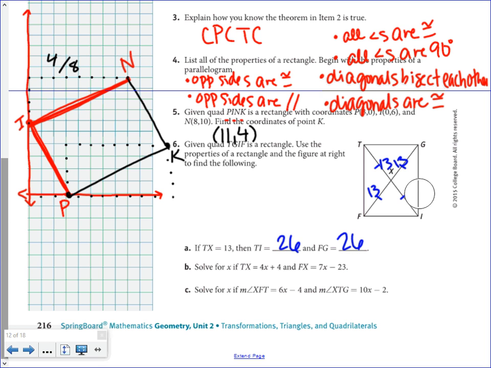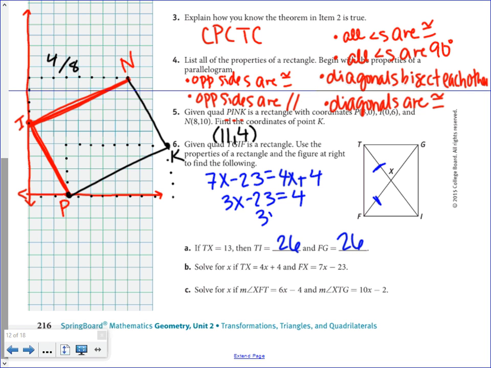For part B, not using those same numbers, still using the same figure. It tells us TX and FX. We know those are parts of our diagonals, so they have to be congruent. So I can say 7x minus 23 equals 4x plus 4. And then I can solve that for x. So subtract 4x, 3x minus 23. Then if you add the 23, you'll have 27. And so then divide by 3, x would be 9.